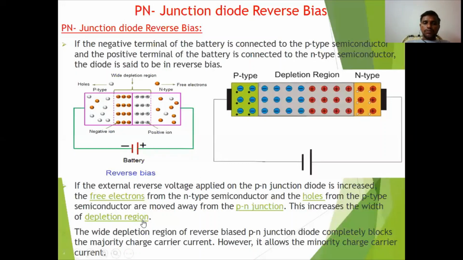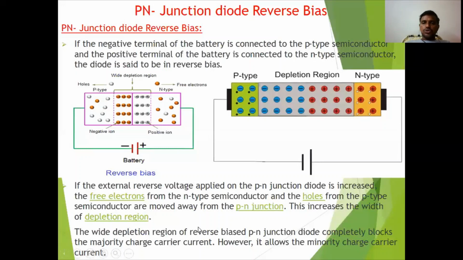Okay, right. So the wide depletion region of a reverse biased p-n junction diode completely blocks the majority charge carrier current. Because of the larger depletion region or electric field, it cannot allow the majority carriers, holes from p to n and electrons from n to p. That means there is no movement of majority carriers. The wider depletion region blocks the movement of holes and electrons that are majority carriers.